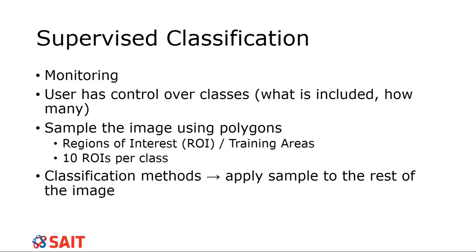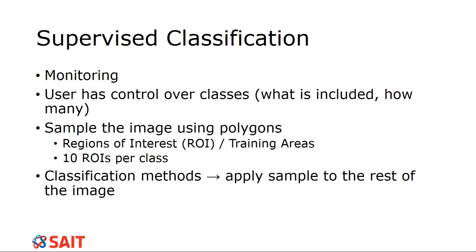If you can get more, that's great. You don't want to zoom in so much that you're only getting 1 pixel, because then it's not really a true sample. It's only 1 pixel. So you want to have 10 polygons, known as training areas, for every single class that you are creating. So if you have 10 classes, that means 100 polygons.